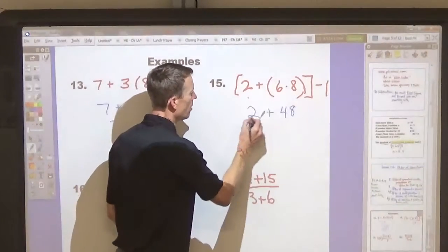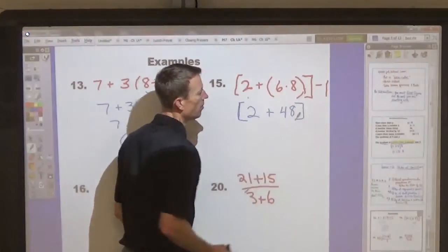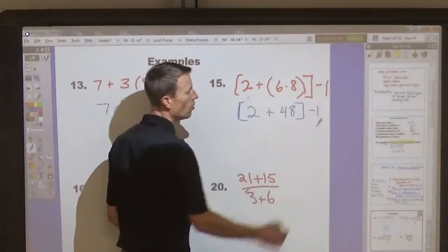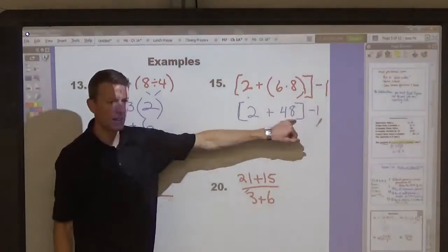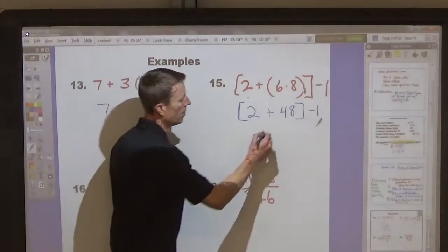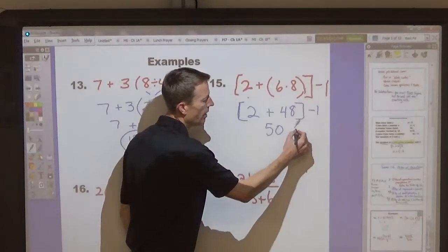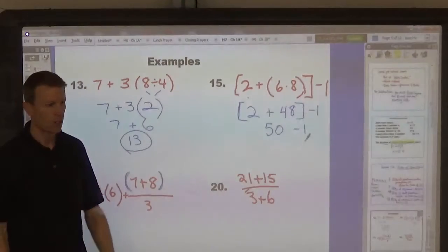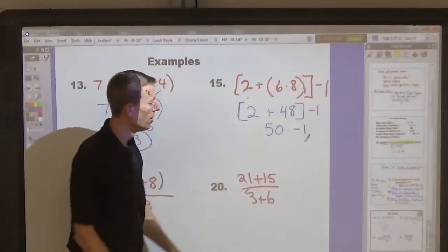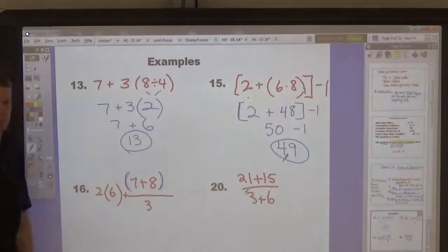So you can just bring down what's left, put the brackets down here, and we still have to do minus 1 at the end. And then solve inside the brackets. 50. And then do we need the brackets? Or do we know what we're going to do outside the brackets? We know what we're going to do, right? So then you can write the answer. Okay?